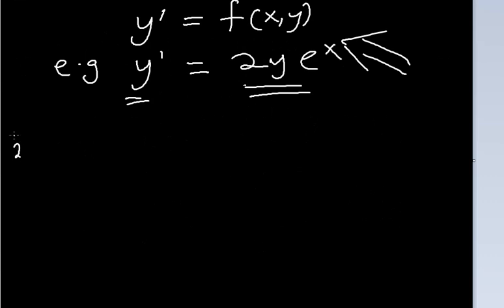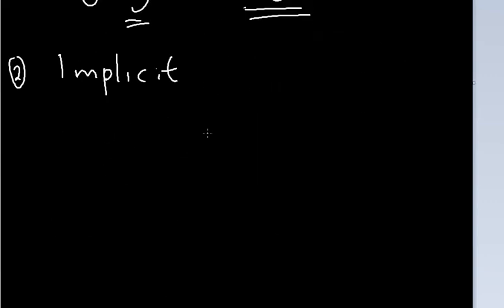But when the functions of x and y are implicitly connected, or cannot be separated, you say that it is implicit, or not separable.